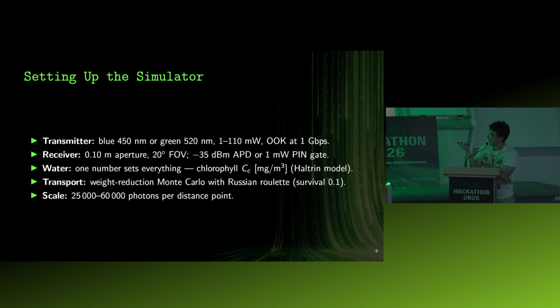And we first did a computation of the chlorophyll concentration in clear water, and how that affects the received power of the transmitters. And we implemented a Russian roulette Monte Carlo simulation. And we send between 25 and 6,000 photons per simulation.